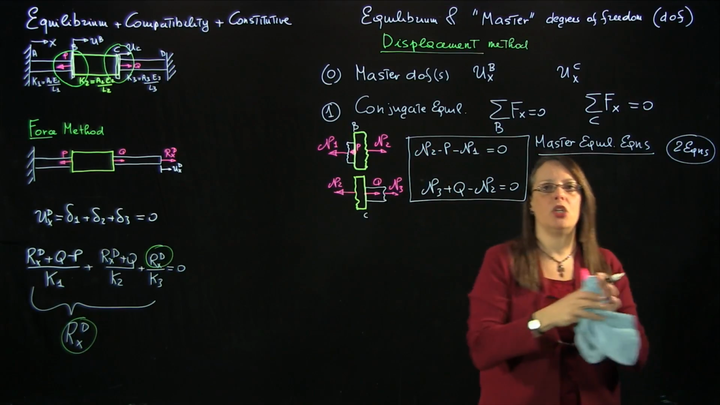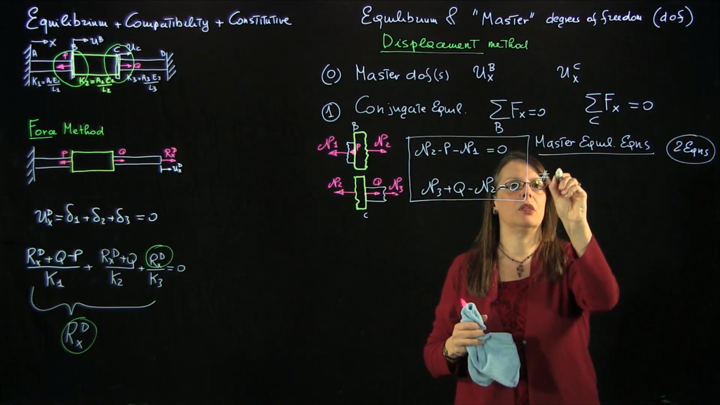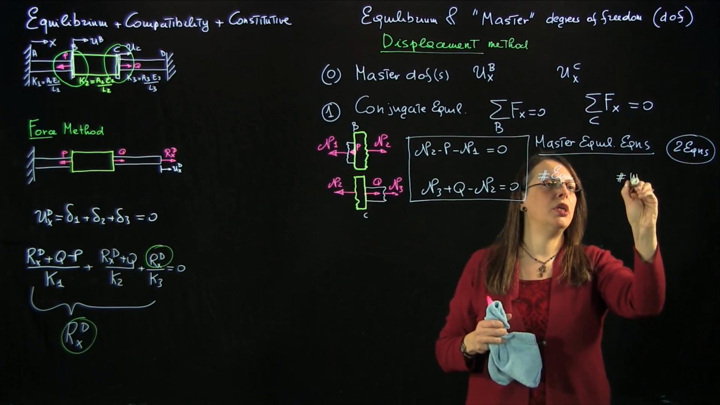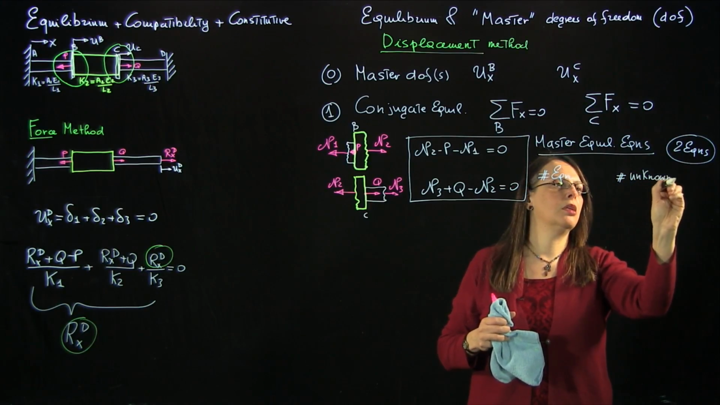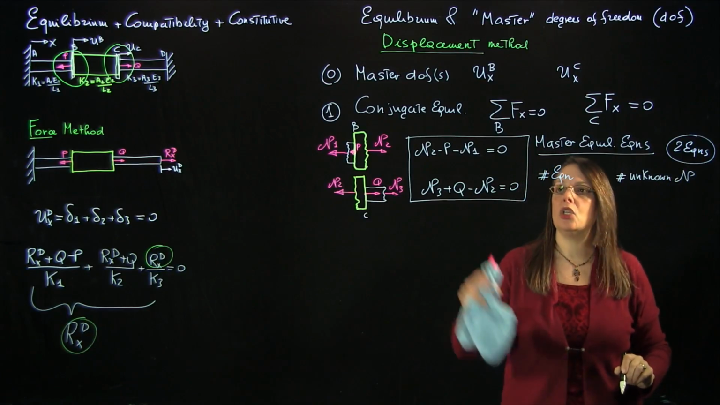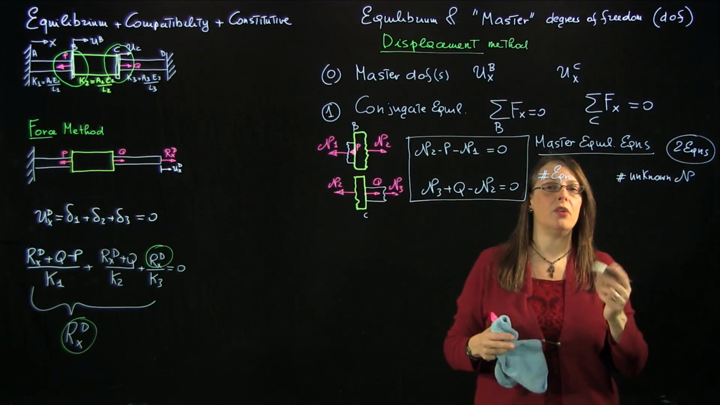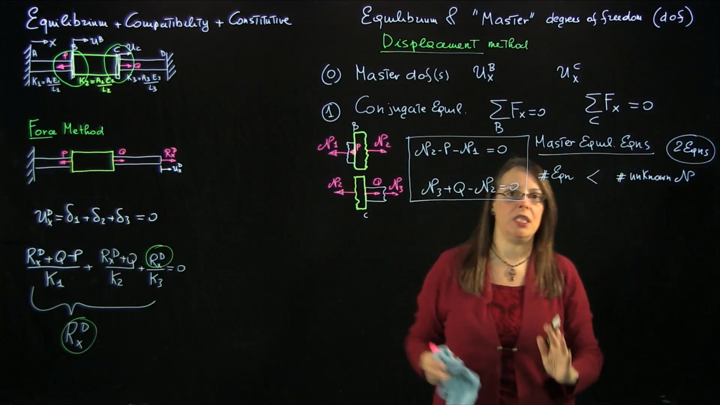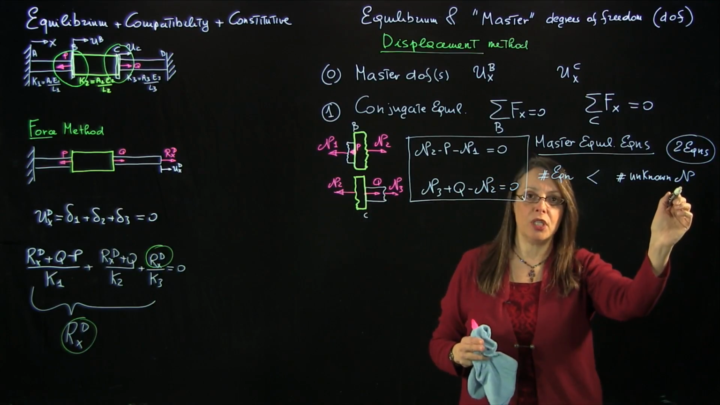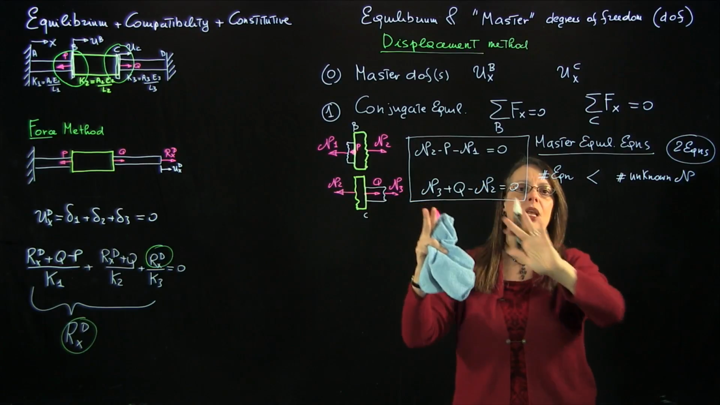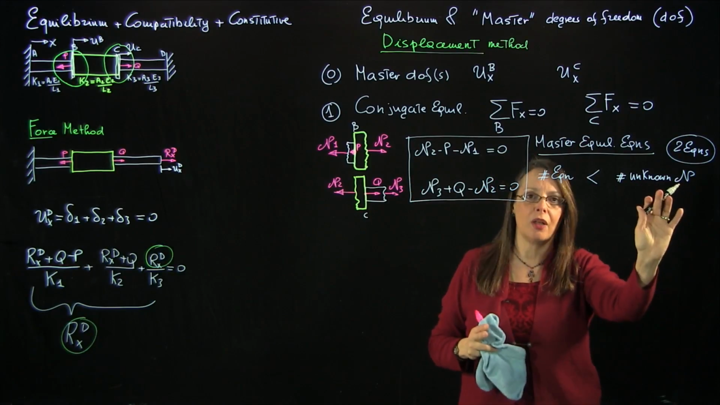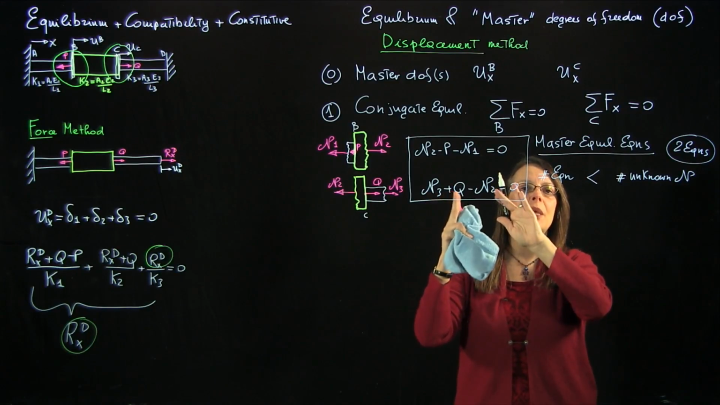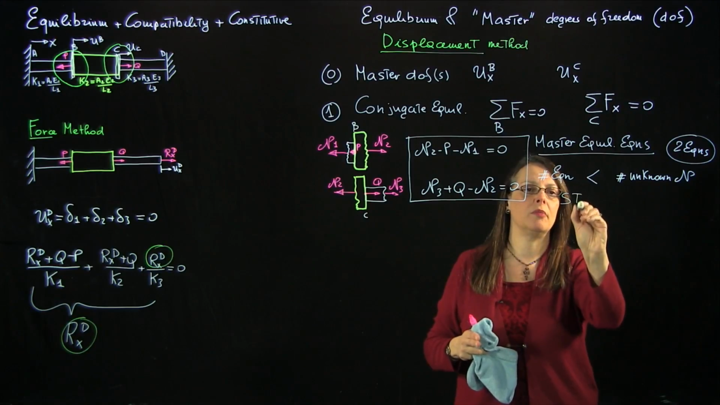So now you count the number of equations, and you count the number of unknown internal force resultants N. So you have N1, N2, N3. You have 3 unknowns. So you have a number of equations which is less than the number of unknowns, which means you cannot solve this system of equations for the unknown force resultants. By doing static equilibrium alone, you cannot solve the system. So static equilibrium alone is not enough to solve the problem, which means the problem is statically indeterminate.